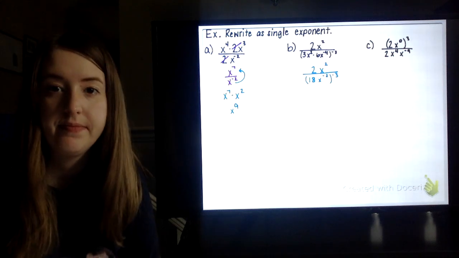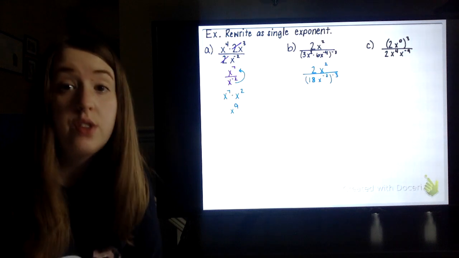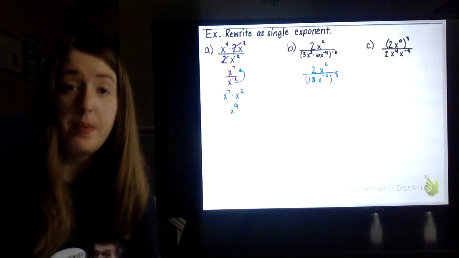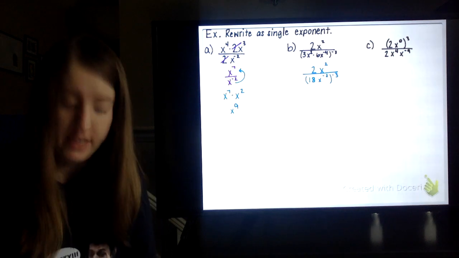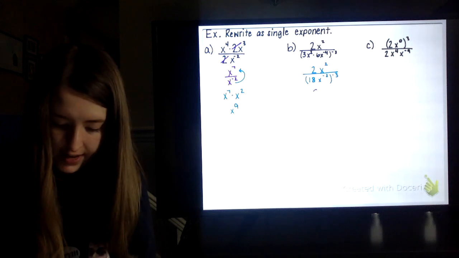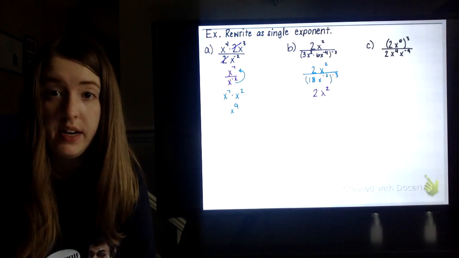Now what we want to do is go through and distribute that negative third power to everything in that set of parentheses. So we still have our 2x squared up here on top.